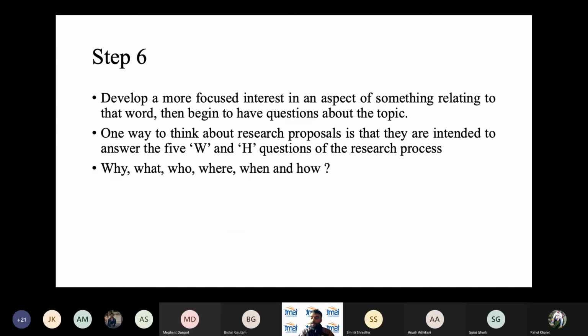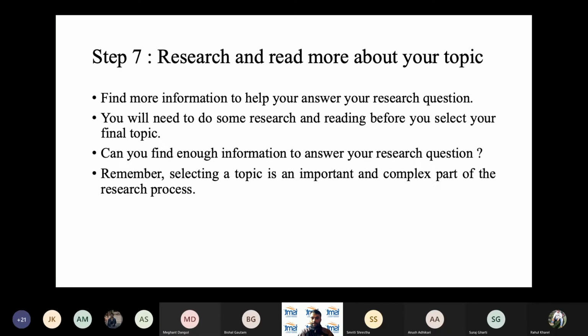Develop a more focused interest, that is the personal interest. Okay, we always focus on the WH questions, why, what, and see whether that increases the interest within you or not. Okay, suppose you ask certain questions within that area or topic. If you feel it is interesting, then you can select the topic. If it's not interesting, you can move on to the next topic. That is this.